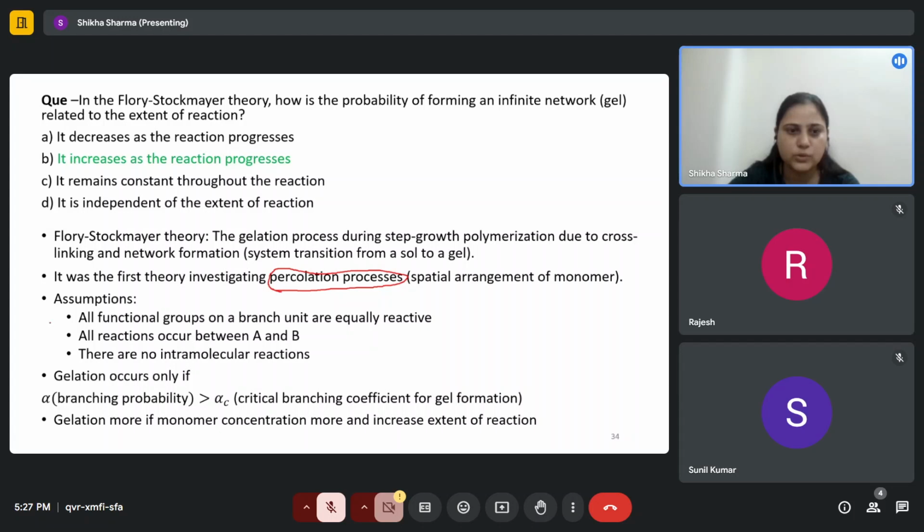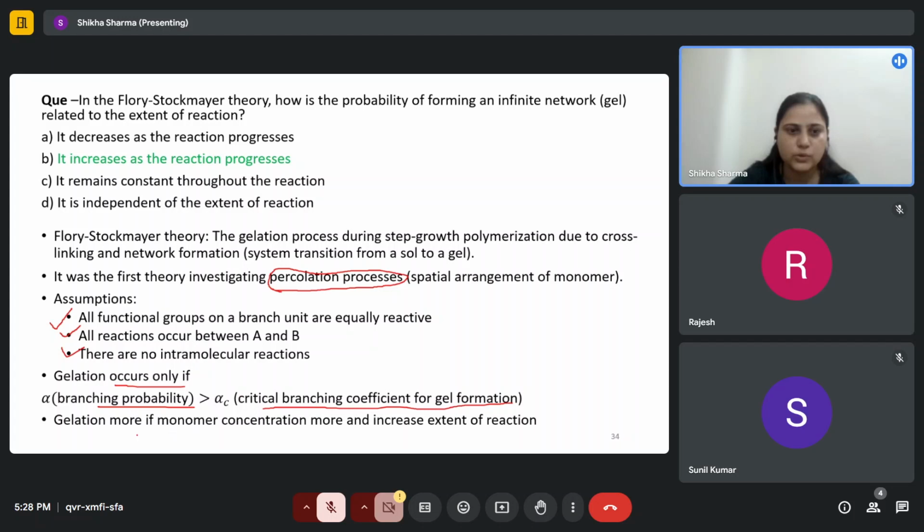And in this theory there are three assumptions: all functional groups on a branching unit are equally reactive, all reactions occur between A and B, and there are no intermolecular reactions. So gelation only occurs when the branching probability is greater than the critical branching coefficient for gel formation.